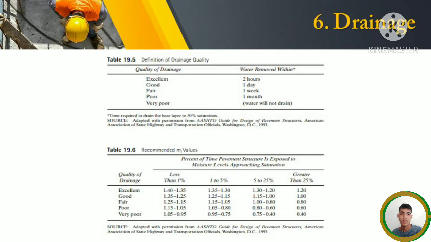So for this procedure, we're going to use Table 19.5, the definition of drainage quality, and Table 19.6, the recommended m sub i values.